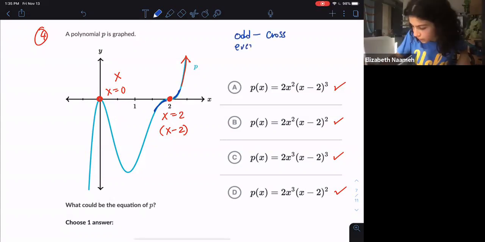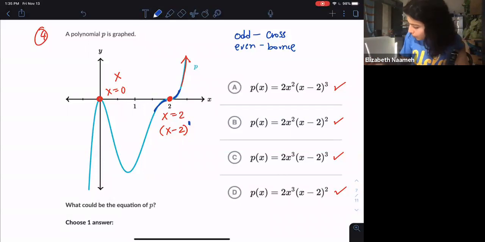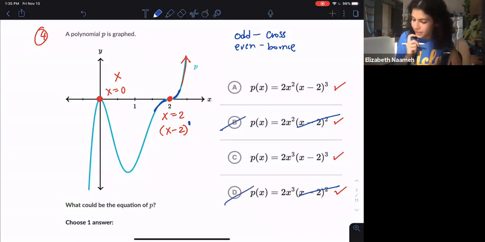And remember, evens are where we bounce off. So it's going to be a to the power of 1 or to the power of 3. But this one definitely can't work. And we definitely can't have an even power. So we're between A and C. Okay, let's narrow it down further.